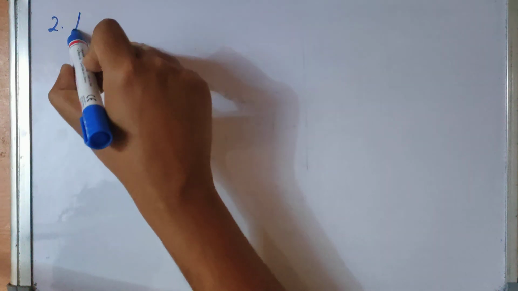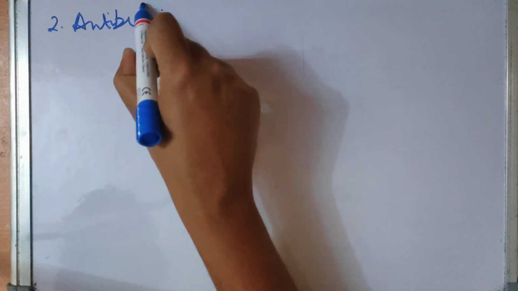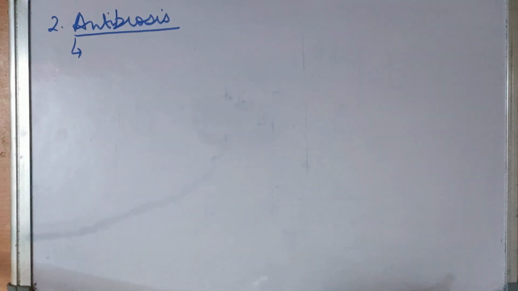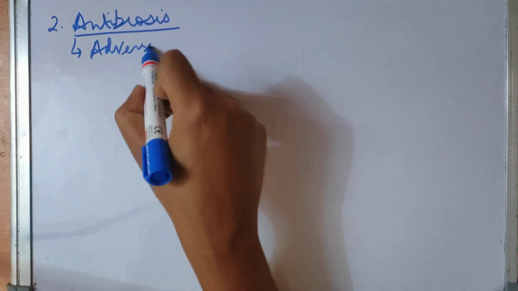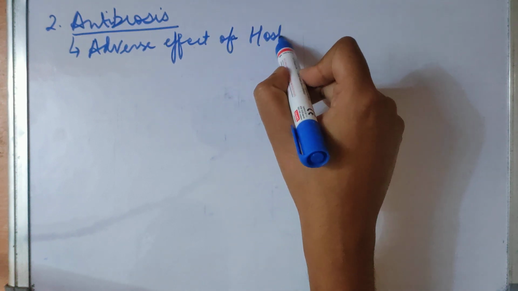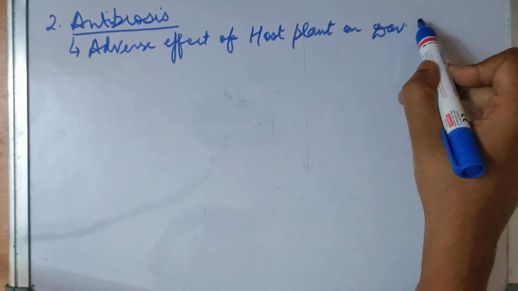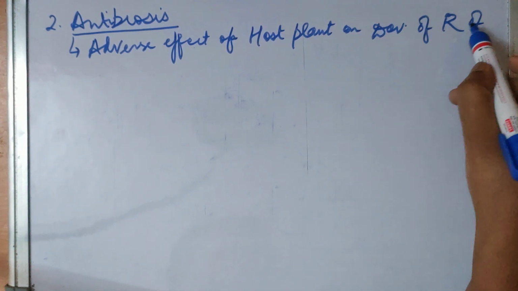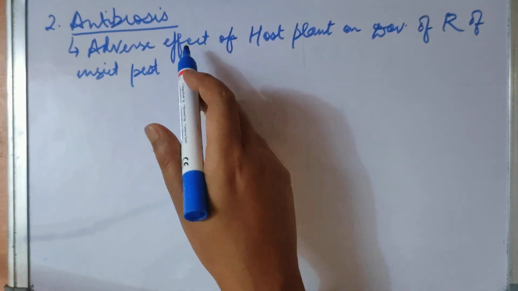Number 2, antibiosis. It refers to the adverse effect of host plant on development or reproduction of insect pest, which feed on resistant plant.